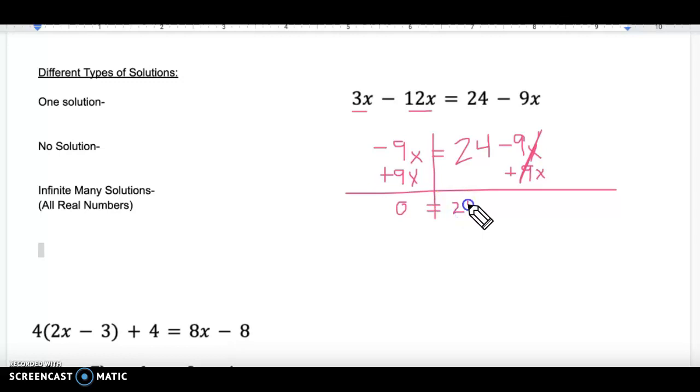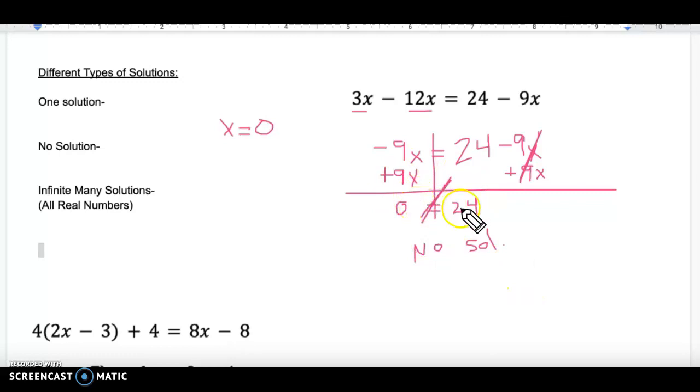So again, notice this is the difference between the last problem and this problem. The last problem, I ended with an x on this side and a 0 on this side. So I still had an x. Here, I do not have any x's. I have 0 equals 24. 0 does not equal 24. Therefore, this is no solution. I'm not going to write out the whole word. I'm just going to abbreviate.